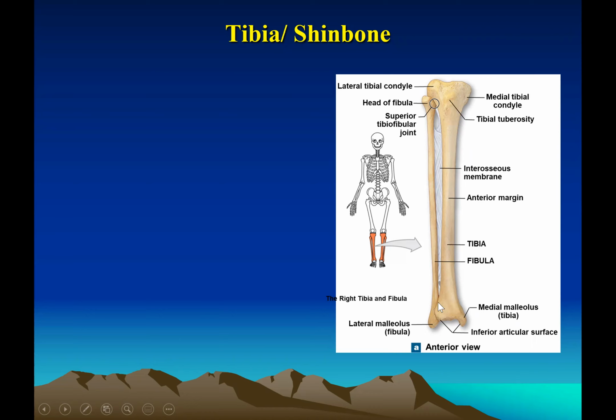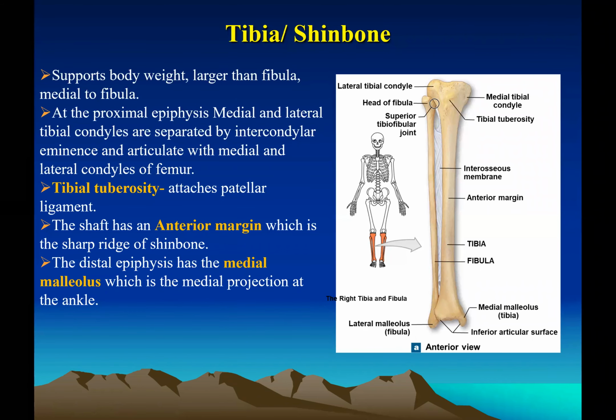And distally, you can see the medial malleolus. So this is like a styloid process that we saw in your forearms. And you can also palpate this. You can see this in your ankle. This is the medial projection at your ankle. So these are the main bone markings of the tibia. So tibia is the larger bone of your feet compared to the fibula, which is the flute-like thin bone.